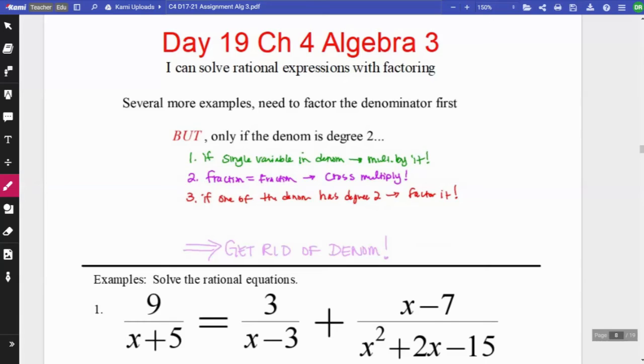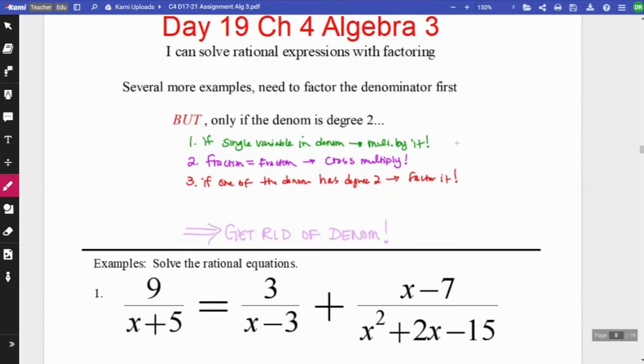Hello, this is day 19, Unit 3, which is Chapter 4 for us. This is rational equations again, but these will be a little bit more challenging, or just have more to them. Before, we had two cases, one where we had just a single variable in the denominator, something like 5 plus 2 over a equals 7.